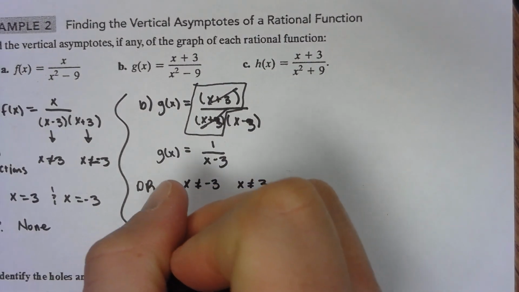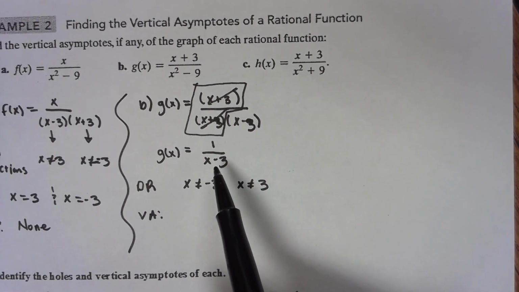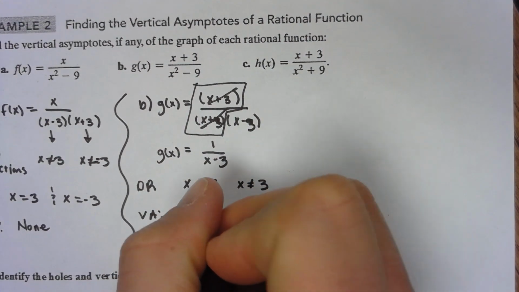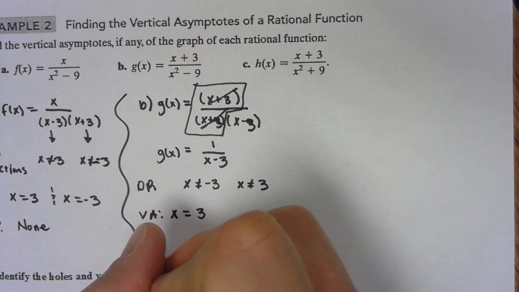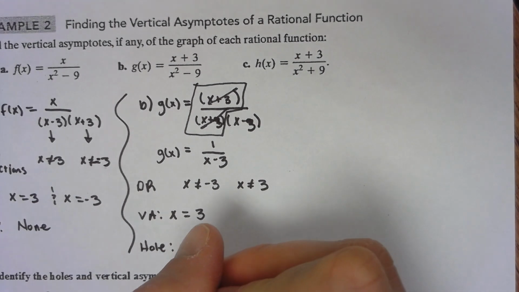So first, the vertical asymptotes. What survived the canceling with the x minus 3? What makes that 0 is positive 3. So we have a vertical asymptote at x equals 3, meaning we have a hole at the other discontinuity, which is at x equals negative 3.